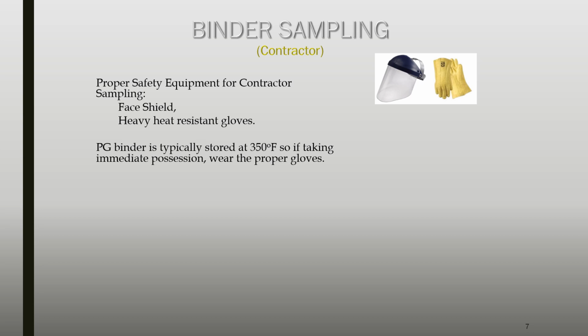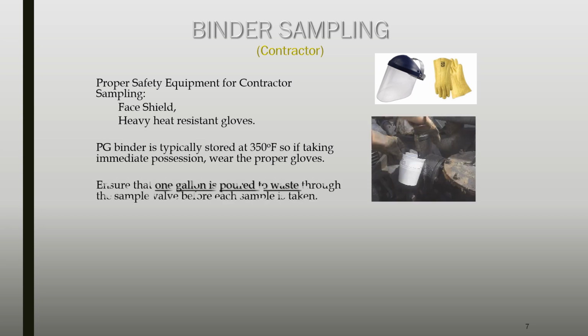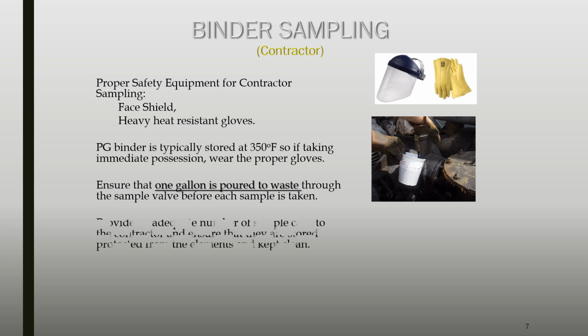This note is very important. Ensure that 1 gallon is poured to waste through the sample valve before each sample is taken. Make sure to provide an adequate number of sample cans to the contractor and ensure that they are stored with protection from the elements and kept clean.